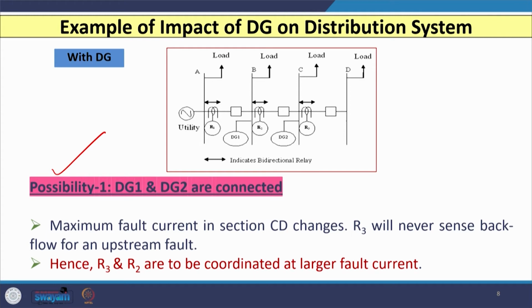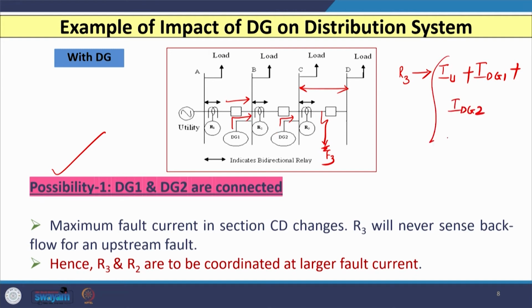If this is the case, then consider the third section, connected between C and D, and if a fault occurs in this section somewhere here at F3, what is the current that flows through relay R3? That current is the current from the utility, I utility, plus the current fed by DG1, I DG1, plus the current fed by I DG2.